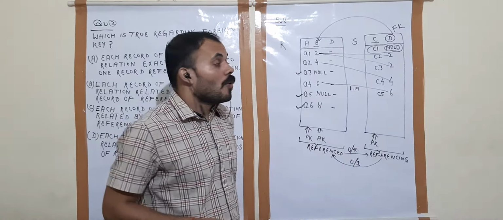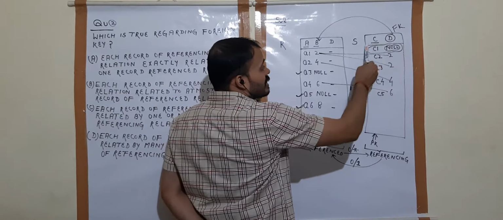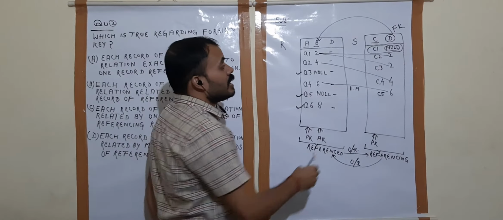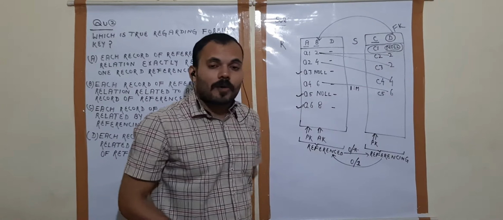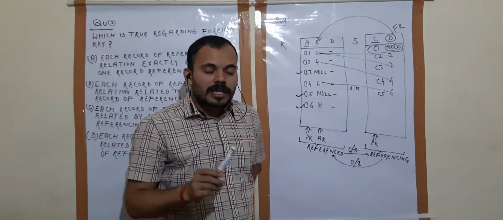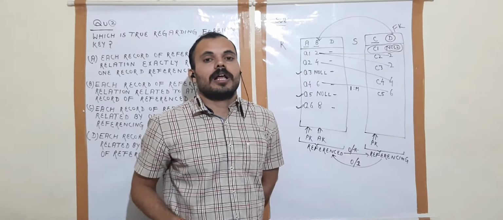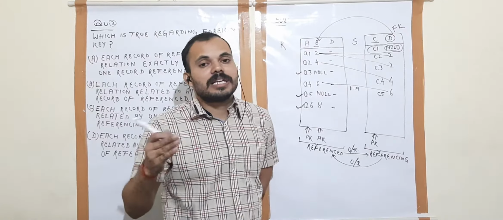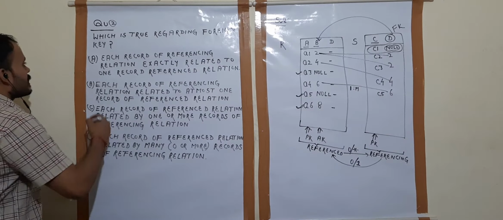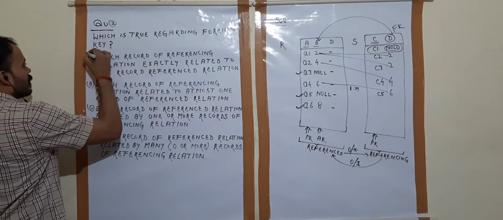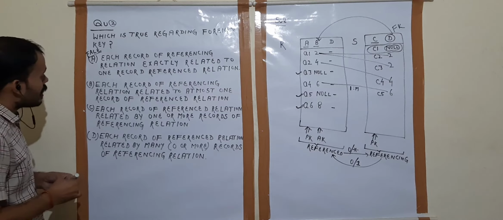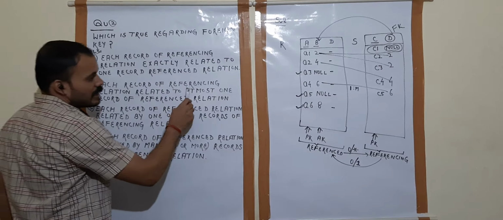It is false. Why? Because this record is not related to any record of the referenced relation, because null values are allowed in the foreign key, and then the record which contains the foreign key value null is out of referential integrity constraint. That is why this statement is false.